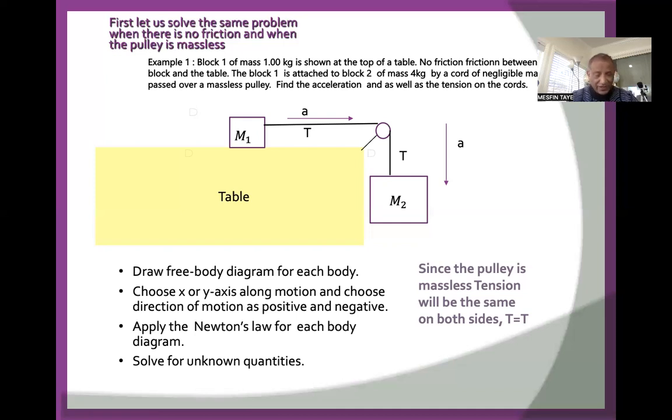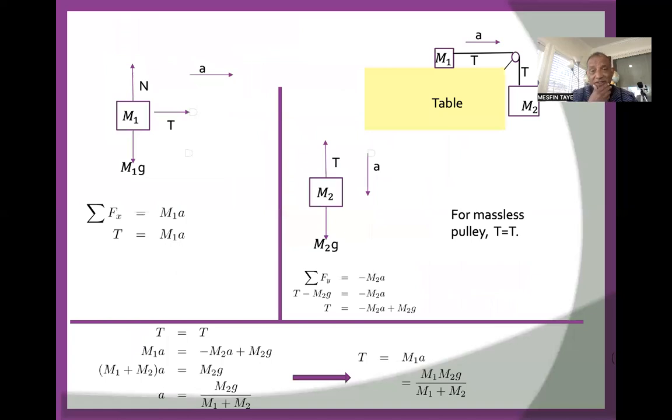What can I do to solve such kind of problem? First, you have to have a free body diagram. How many bodies do I have? I have two objects, M1 and M2. M1 is going to the right. Acceleration is a vector quantity. A is positive. So name all the forces. This is a free body diagram for M1, and then I name all the forces.